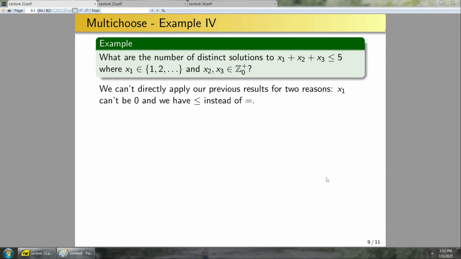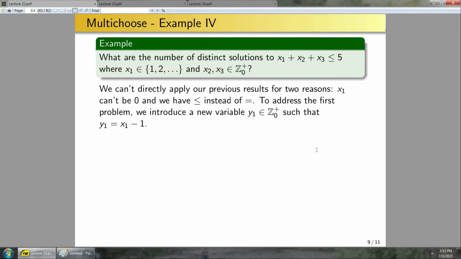So how am I going to do that? Well, let's pick one of these things to address first, and since I mentioned this x1 can't be 0 first, let's deal with that. So to address the first problem, I'm going to introduce a new variable that is in z0 plus, and how am I going to do this? Well, I'm going to let y1 be equal to x1 minus 1. So let's check to make sure that works.